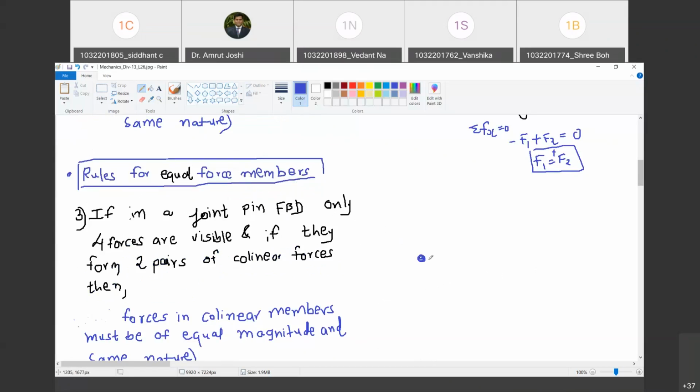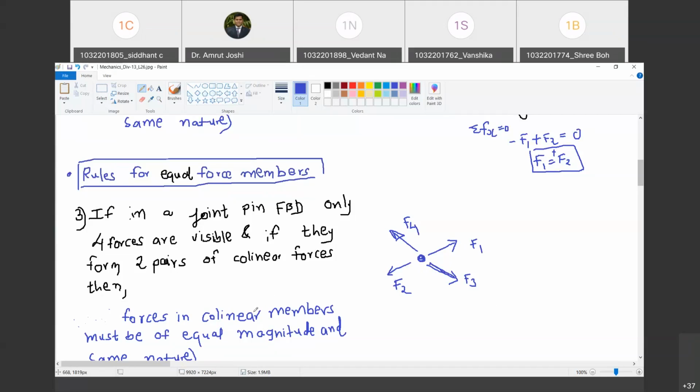If at a joint pin, free body diagram of a joint pin, if I see only four forces, let us say this is F1. Are you with me? This is F2. Yes, sir. This is F3. I have intentionally not shown F1 perpendicular to F3. Are you with me? Yes, sir. And F4. So देखो, there are two pairs of collinear forces. F1 and F2 is one pair of collinear forces, and F3 and F4 is the another pair of collinear forces. Are you with me? Yes, sir.